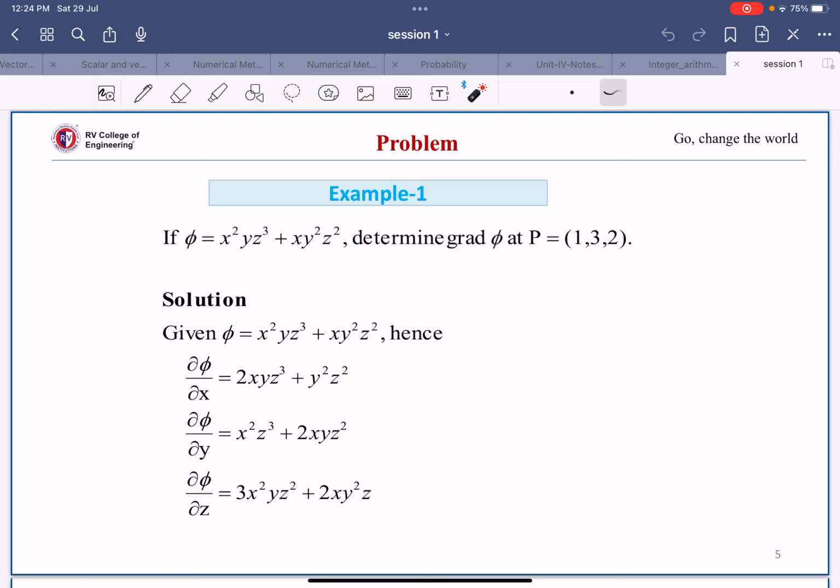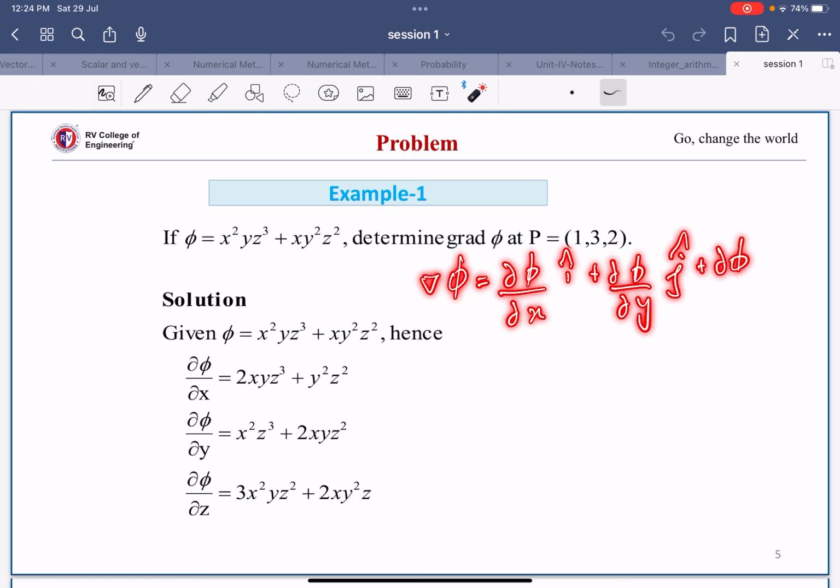Let us look at an example of how we find the gradient of a scalar function. If phi is equal to x square y z cube plus x y square z square, which is a scalar function, determine gradient phi at the point (1, 3, 2). As we already know, gradient of phi is equal to dou phi by dou x i cap plus dou phi by dou y j cap plus dou phi by dou z k cap.